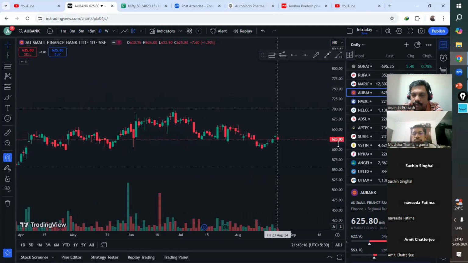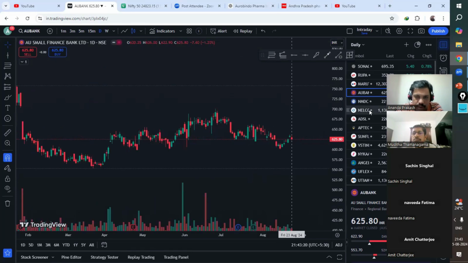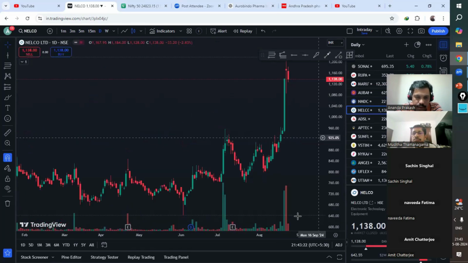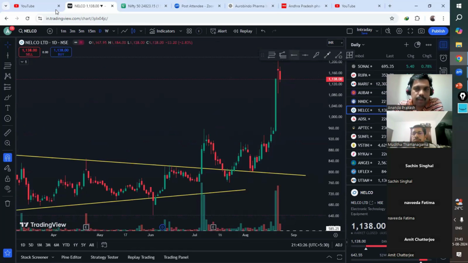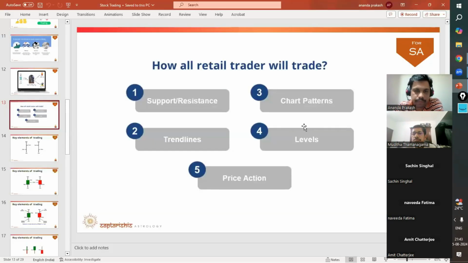We call it CMP, 625 rupees 0.80. You can see this in any chart. Just open a chart. You see the price in this area, and you see the volume in this area. Let me go back to the PPT.